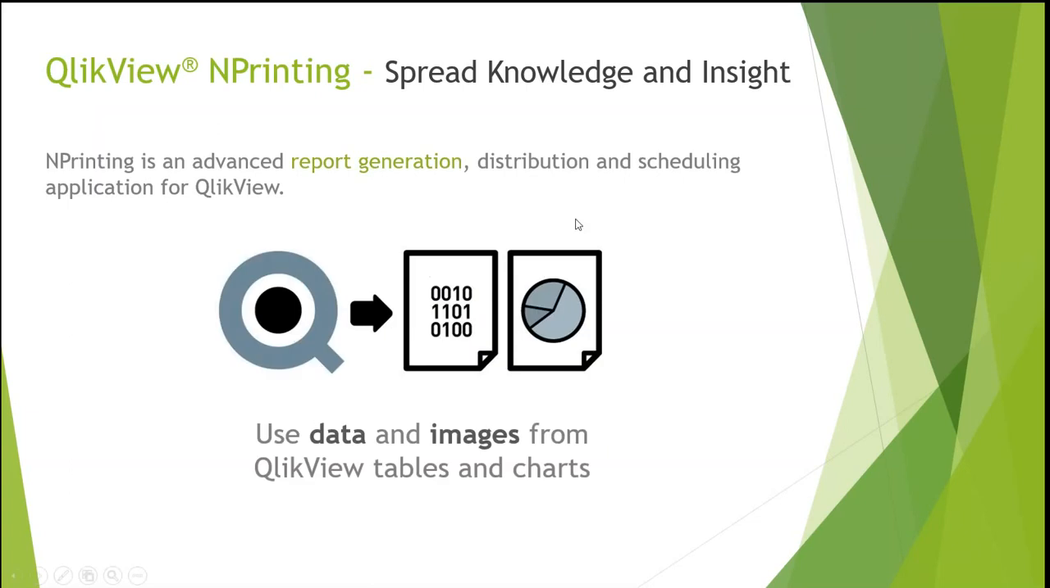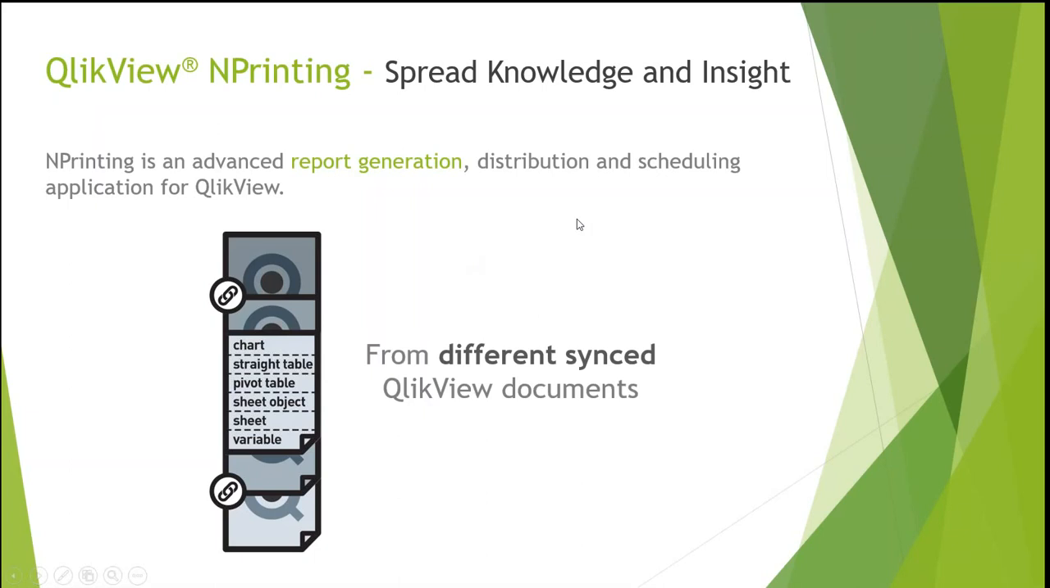The main premise of QlikView NPrinting is that you can use data and images from within your QlikView applications, whether it be tables or charts, and you can then leverage that information to produce reports. Now, it doesn't have to just be one QlikView document. If you've got a suite of applications, you can connect NPrinting to a host of different applications, and if there are common fields or common attributes between those, as indicated by this little image there, we can actually link across your applications when you're producing the reports, which makes it really quite powerful.